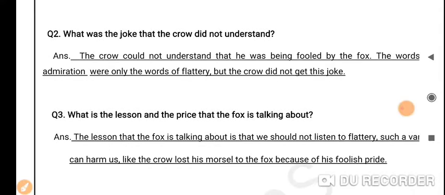Question number 2, we have, what was the joke that the crow did not understand? The crow could not understand that he was being fooled by the fox. The words of admiration were only words of flattery, but the crow did not get this joke.